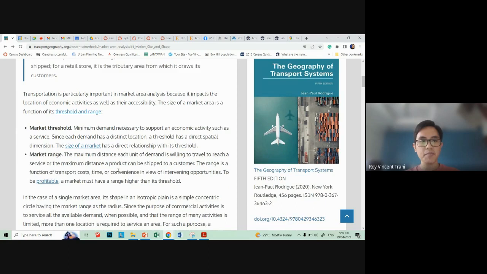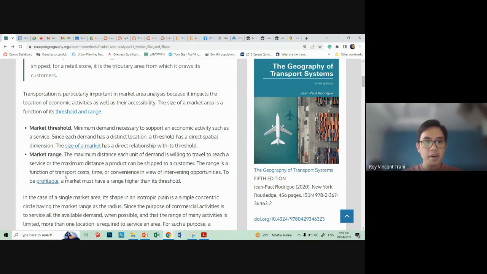And then the other item here is the market range. It's the maximum distance each unit of demand is willing to travel. For example, customers willing to travel to reach a service, or the maximum distance a product can be shipped to a customer. So it's just people coming in or products going out to people.